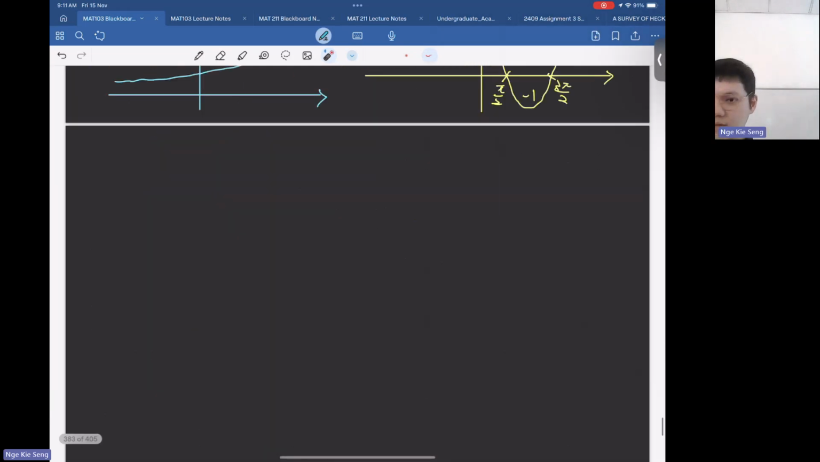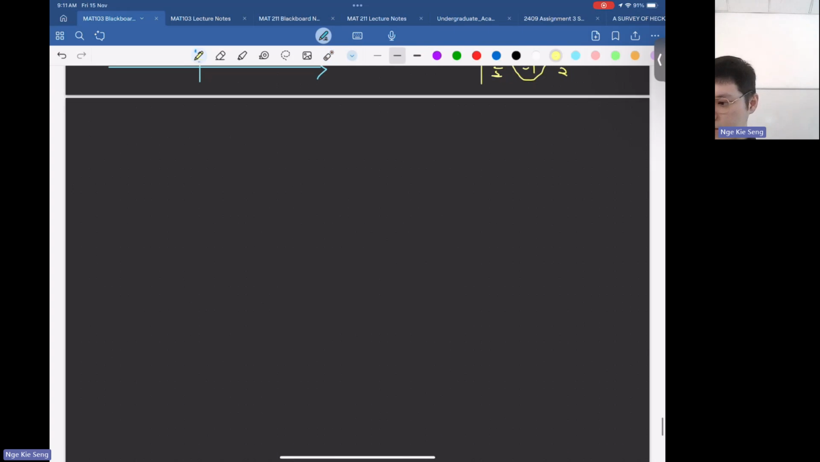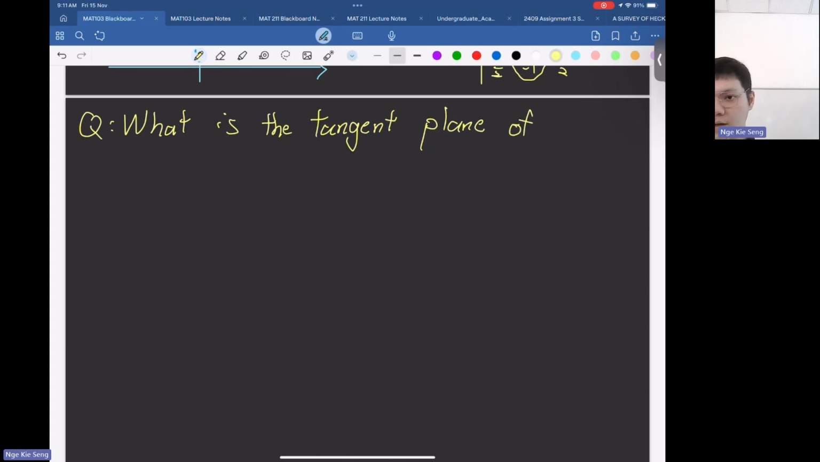All right, so the quiz here is: what is the tangent plane? Let's go up one dimension. What's the tangent plane of a plane at any point in the plane? Okay.